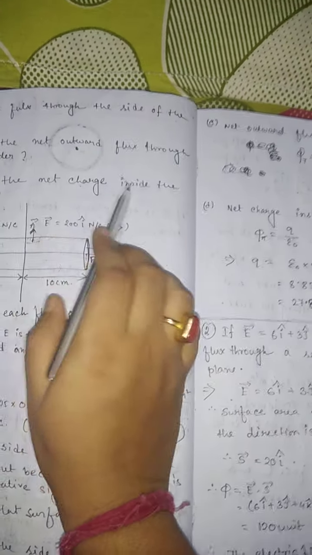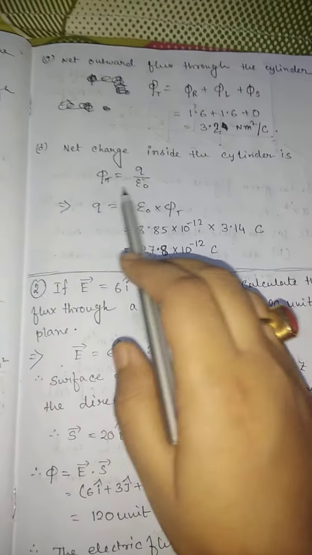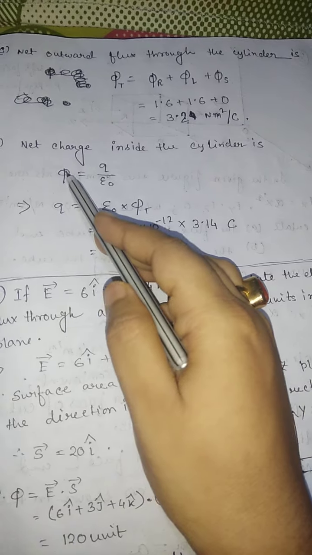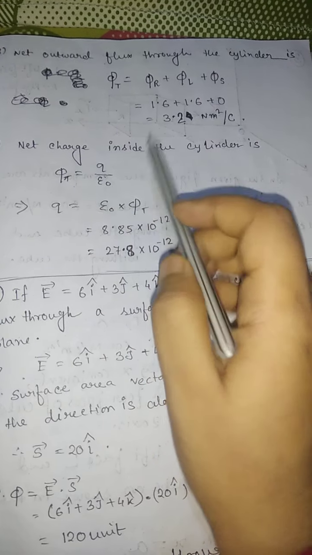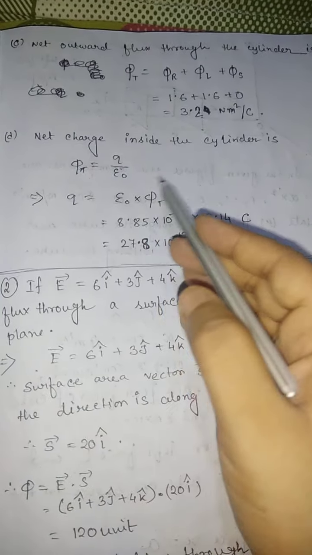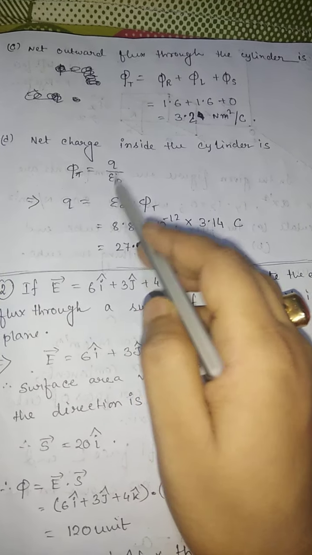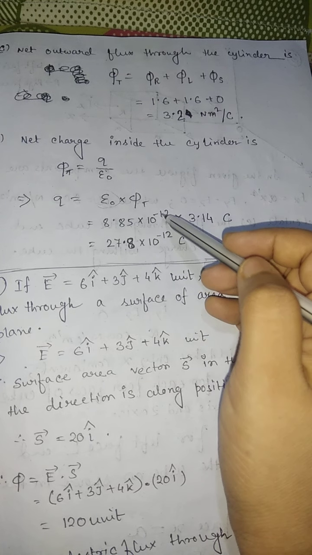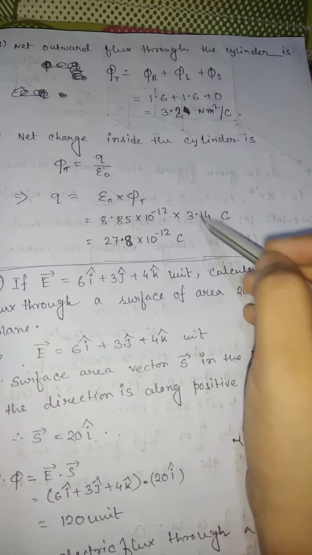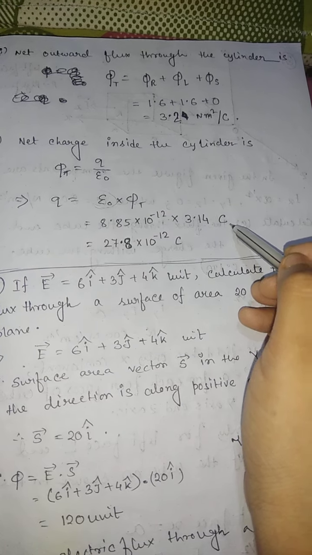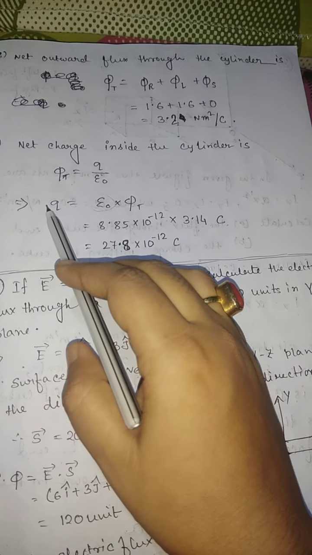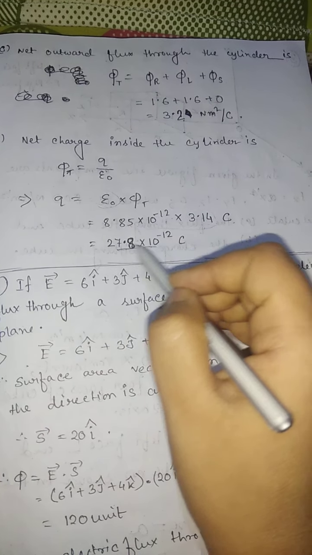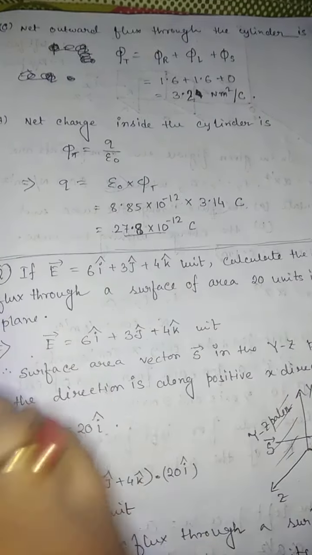Now the fourth one, the net charge inside the cylinder. From Gauss law, the total flux phi equals Q by epsilon naught. That means Q equals this net electric flux into epsilon naught, and we know the value of epsilon naught is 8.85 into 10 to the minus 12, into phi 3.14, and the unit is coulomb, because we are finding the charge. If we calculate this, we get 27.8 into 10 to the minus 12 coulomb.